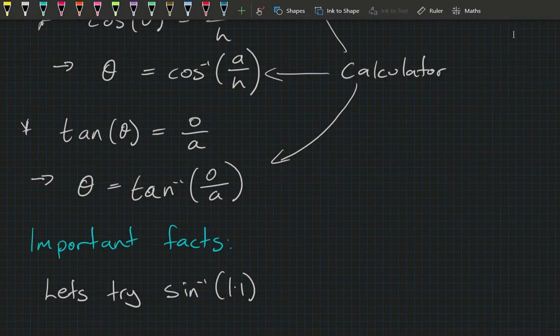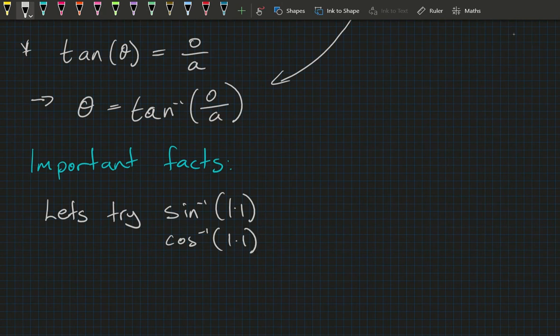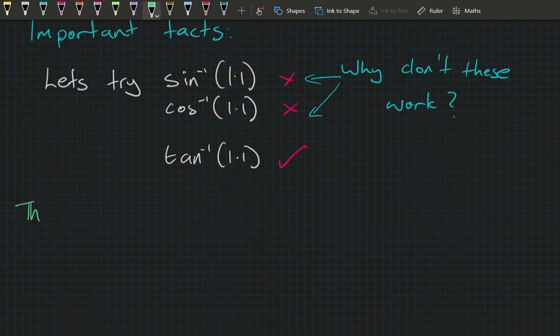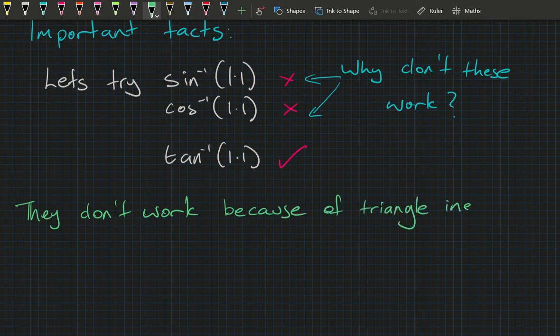So we tried sine to the minus 1 of 1.1 and cos to the minus 1 of 1.1. And both of those didn't work. Can you figure out why they don't work? But when we did tan to the minus 1 of 1.1, that was fine. All right, you might want to pause and have a think. These don't work because of the triangle inequality.